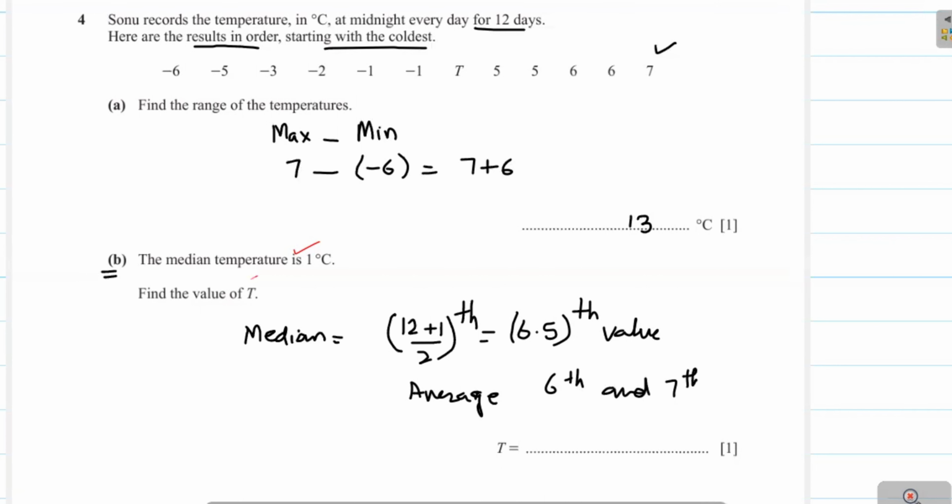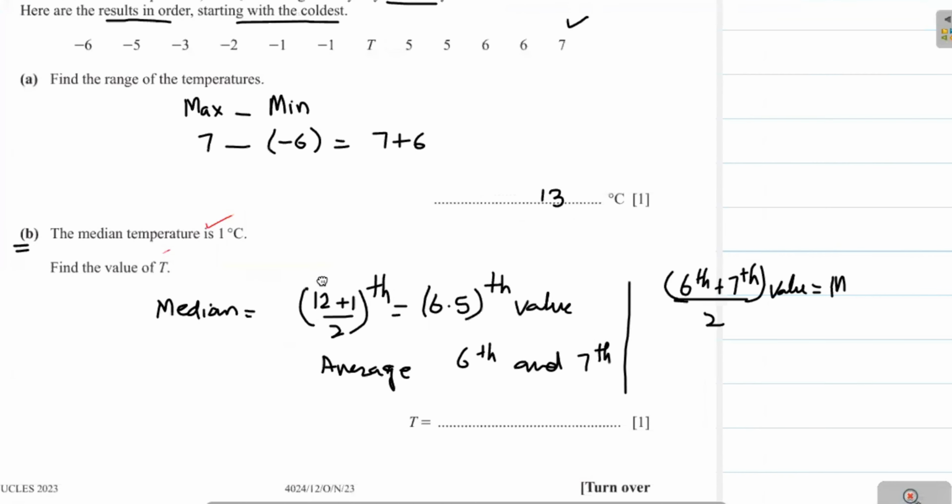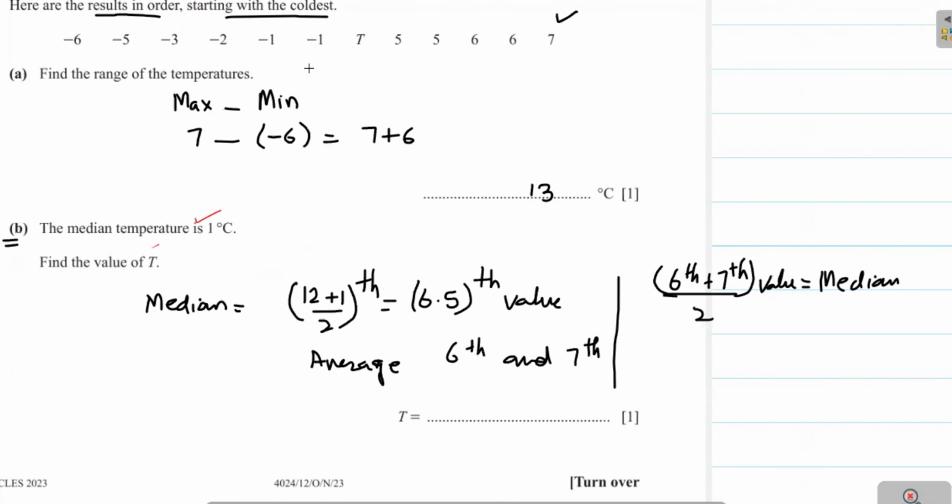Now the average of the 6th and 7th values is (6th value plus 7th value) over 2, and this is equal to the median. Now you see here the 6th value is minus 1 and the 7th is T, over 2, and that is equal to the median, which is 1 degree centigrade. Therefore, we can write minus 1 plus T equals 2 times 1, which is 2.